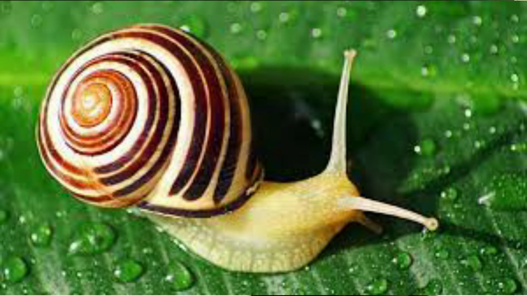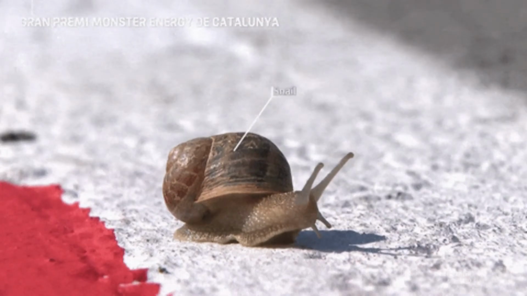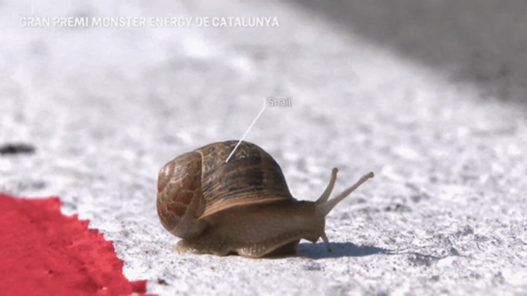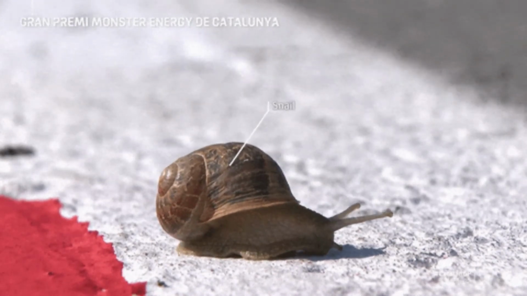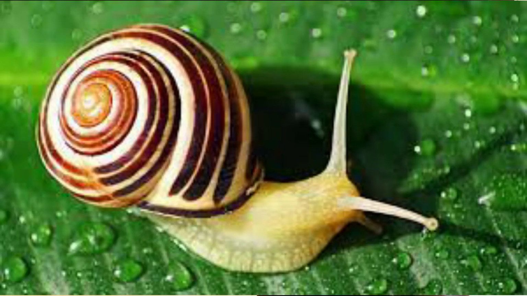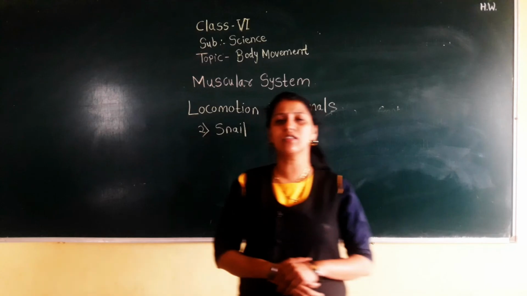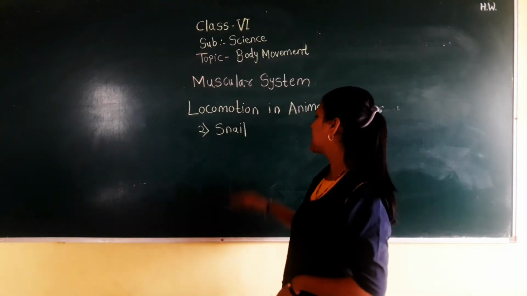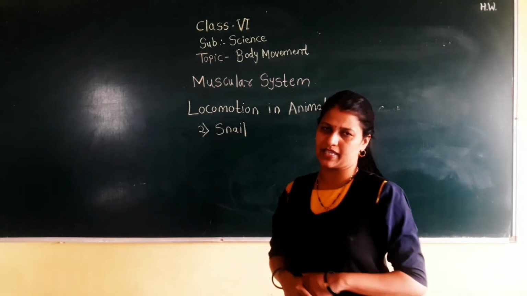Are you getting this? The muscles of the foot enable the snail to move forward. A trail of mucus is left behind when the snail crawls. The shell does not help in moving from one place to another; it has to be dragged along. In this way, the locomotion in the snail takes place.